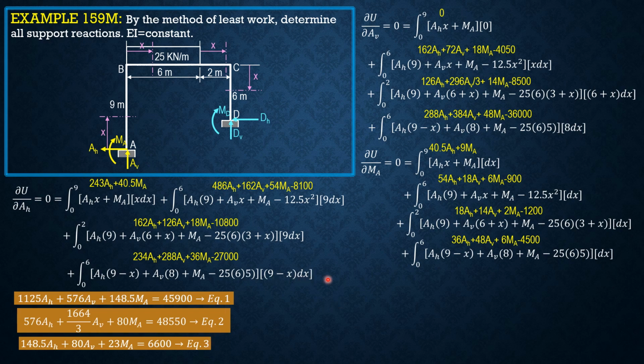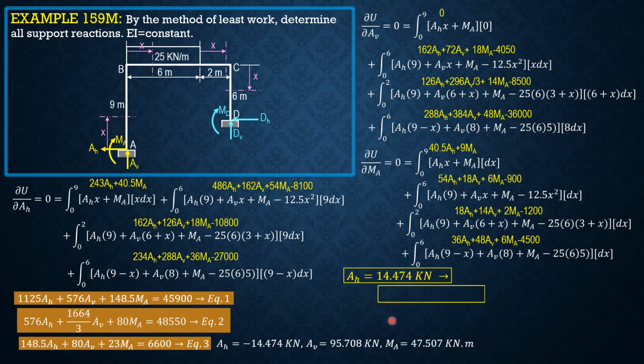So solving these three equations simultaneously, we get AH equals negative 14.474 kilonewtons, AV is 95.708 kilonewtons, and MA is 47.507 kilonewton meter. Therefore, our final answer, AH is 14.474, and it should be rightward. Then AV is upward, 95.708 kilonewtons. MA is clockwise or negative, 47.507, if you don't indicate that it is clockwise.